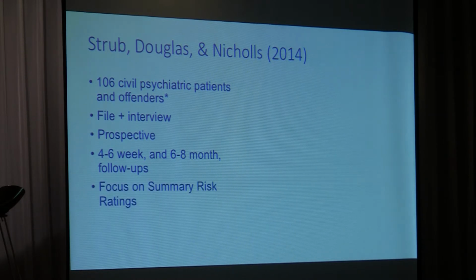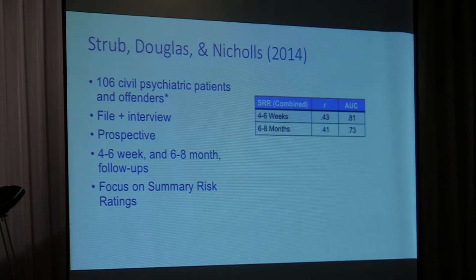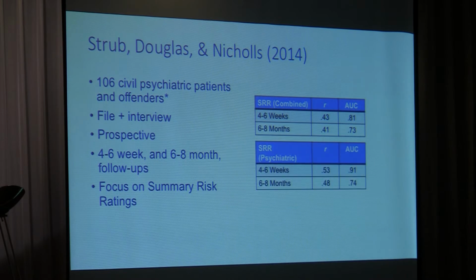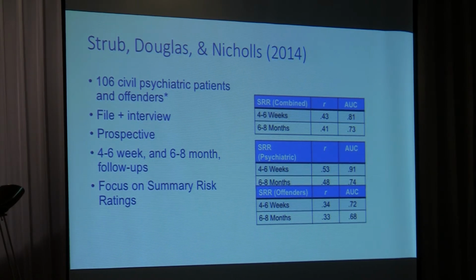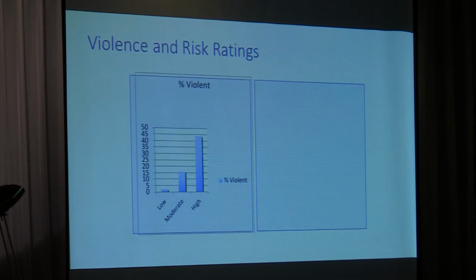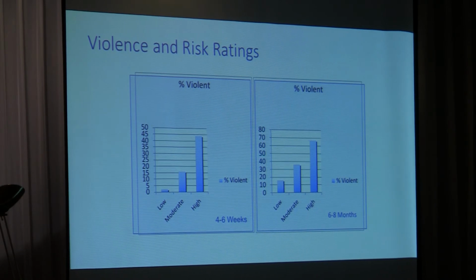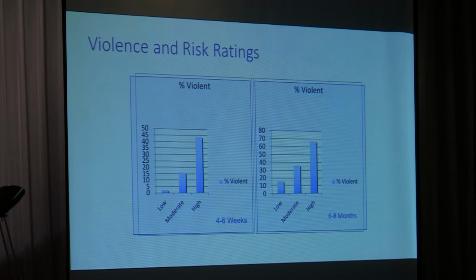So we did a 4 to 6 week follow-up and a 6 to 8 month follow-up, looking at these judgments of low, moderate, and high risk. Again, for those of you who do like correlations and AUC values, those are good, healthy correlations and AUC values for the combined sample, for the psychiatric sample, and for the offender sample. For those of you who might want to look at a graph instead, this is the percentage of violence as a function of whether the person was determined to be low, moderate, or high risk.